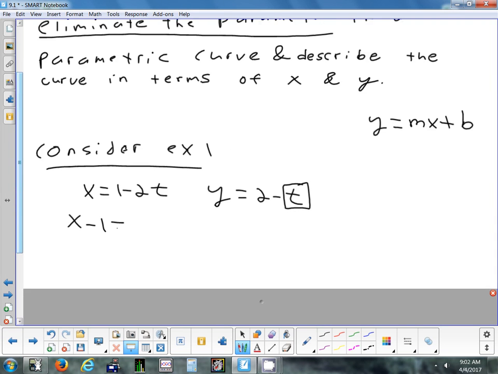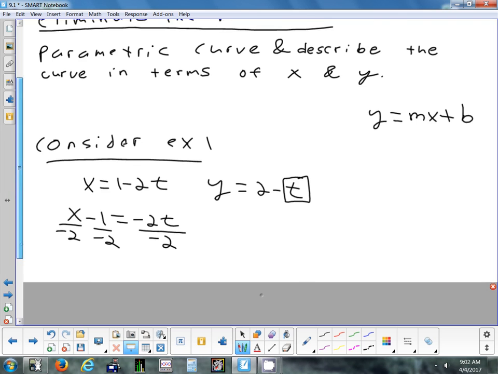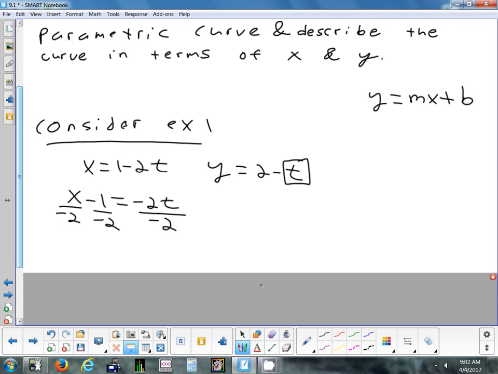Okay, so let's do that. So x minus 1 equals negative 2t. And my last step? Divide by negative 2. And I'm going to do it like this. You can do it all as one big fraction, but I'm going to do it separately, just so I can simplify everything separately. So that's gone. What's x divided by negative 2? Really, it's like an x with what number in front of it?